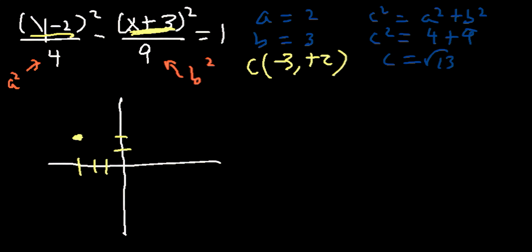Now, since a is 2, but it's under the y, we need to go up 2 units. And then down 2 units. So wherever the points that a gives you are the vertices. So that's where the graph is going to be. So the transverse axis this time is actually vertical. Now we know b is 3, so we need to go 3 units to the right, 3 units to the left, and then let's draw our rectangular box. Next, let's draw the asymptotes.